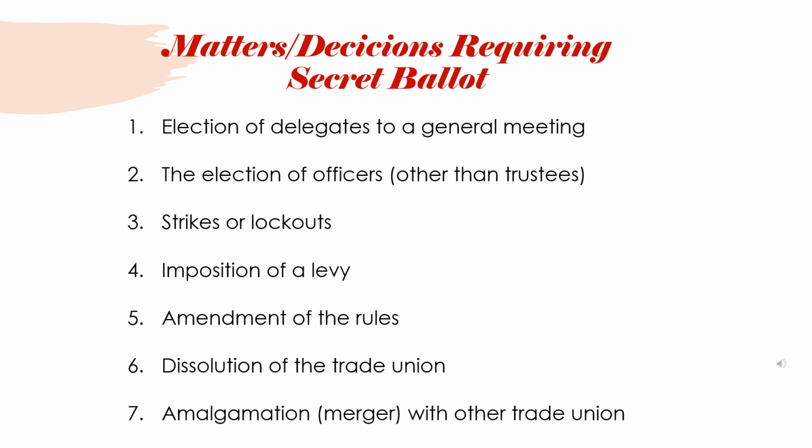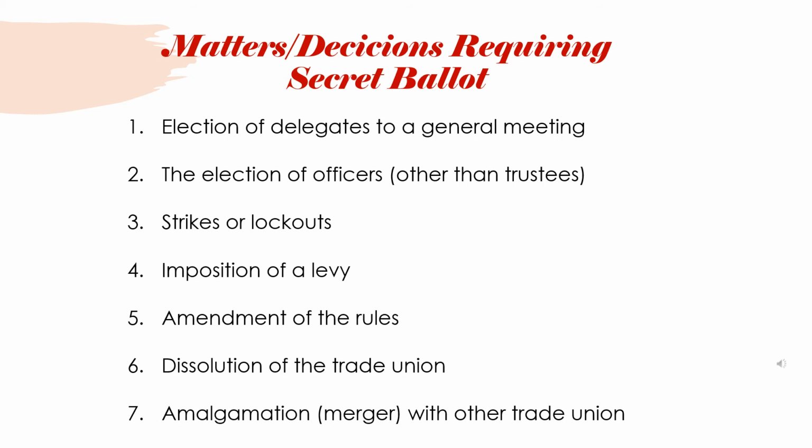Next, we are going to look at the matters or decisions requiring secret ballot. Number 1, election of delegates to a general meeting. Number 2, the election of officers other than trustees. Number 3, strikes or lockouts, which is valid only for 90 days. Number 4, imposition of a levy, must receive 50% of the vote. Number 5, amendments of the rules relating to fees or benefits. Number 6, dissolution of the trade union. And number 7, the amalgamation or merger with other trade unions, and must receive 60% vote.